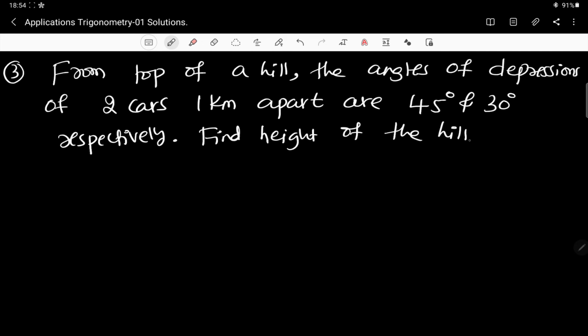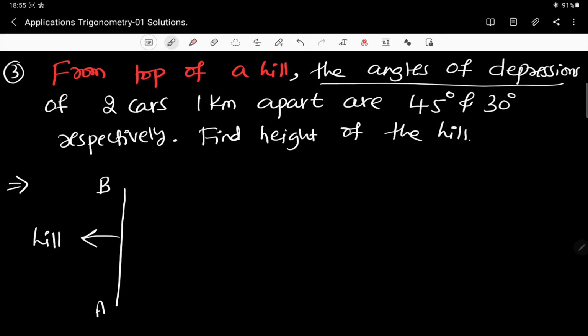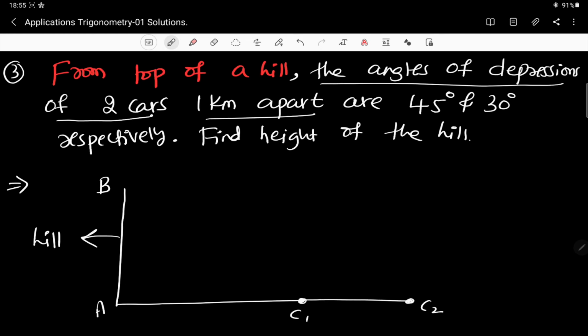All right, let us have a look at this question. This seems to be a simple question. From top of a hill, I mean there is a hill, that is for sure. So let me draw that. So here is the hill. Here we have got one hill, so let me call it AB. AB is the hill. In the diagram you mention that AB is the hill. Then angle of depression of two cars 1 kilometer apart. That means there are two cars. Here is one car, so let me call this C1, and there is one more car, which is C2, and they are 1 kilometer apart from each other. That is the meaning of this.